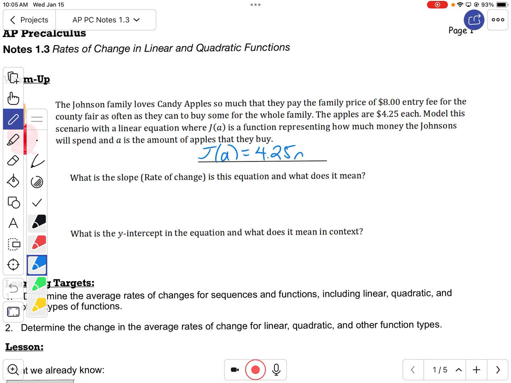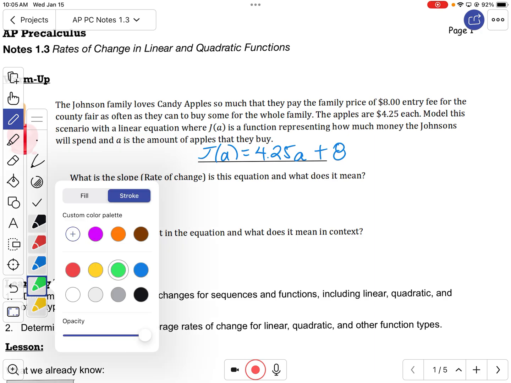Yep, 4.25A plus 8. 8 being our entry fee, $4.25 per apple, and then J of A, our y value, is how much we'll pay. So now let's interpret it in context.